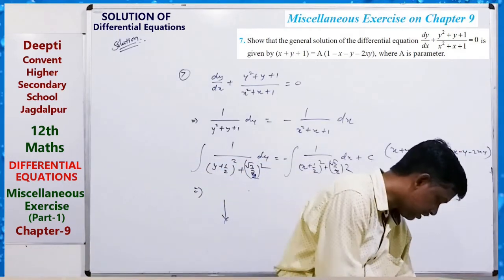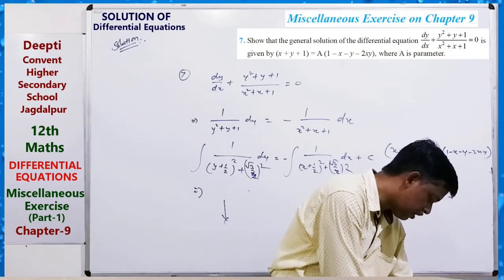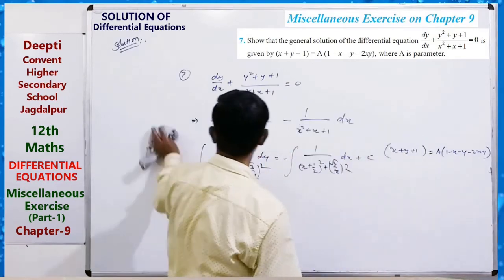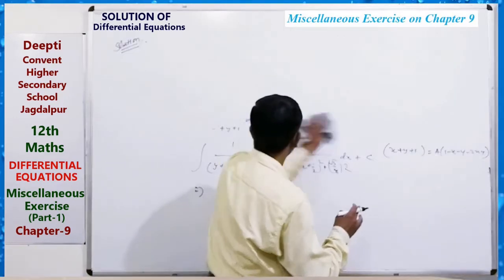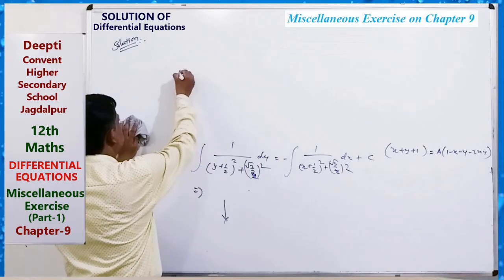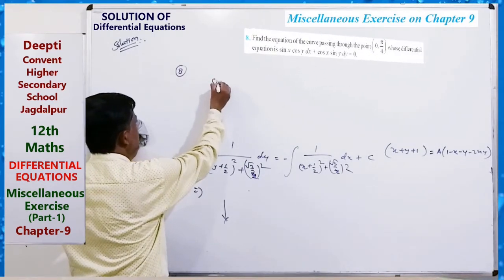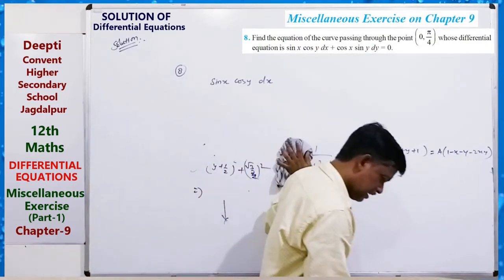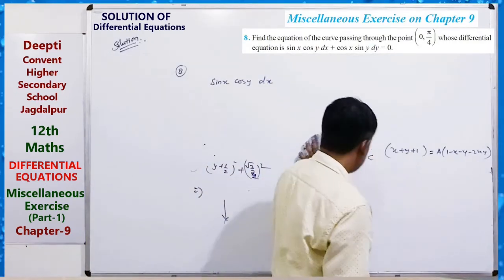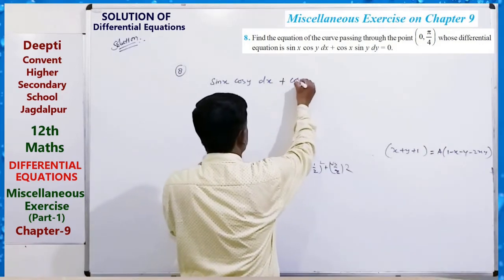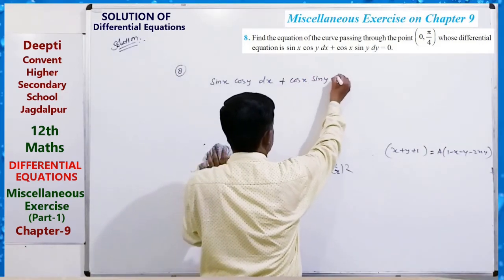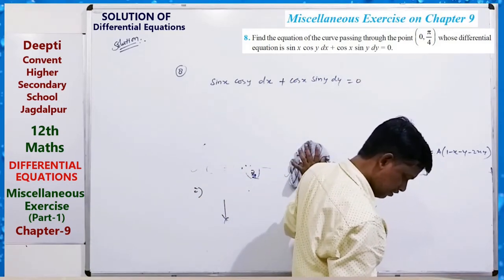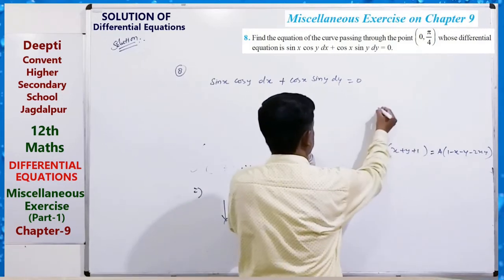Okay, now question 8. Find the equation of the curve passing through 0, pi by 4, whose differential equation is sin x cos y dx plus cos x sin y dy equals to 0, and the condition is passing through 0, pi by 4.